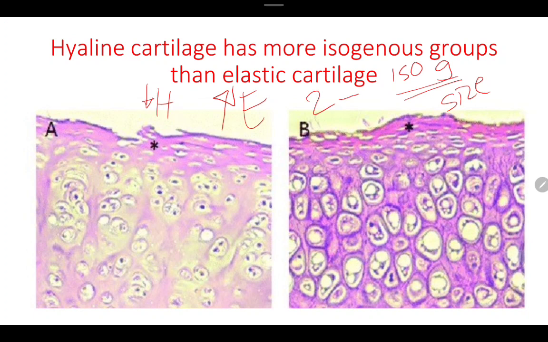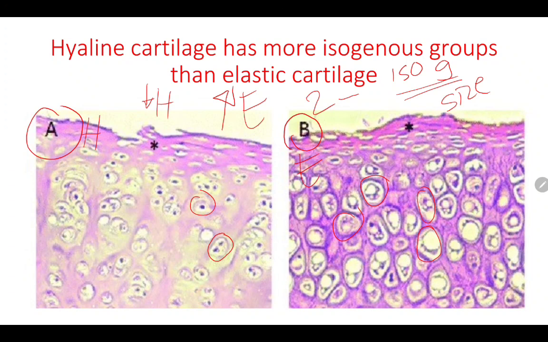So, in letter A here, we look at the size of the chondrocyte. It's quite small. So, this is your hyaline cartilage. While in letter B, guys, take a look at how big the chondrocytes are. So, this is your elastic cartilage.